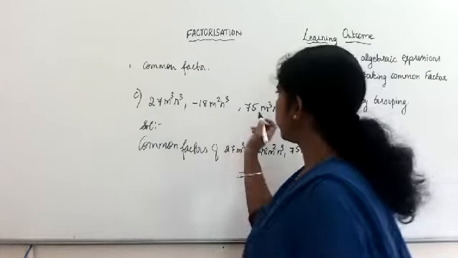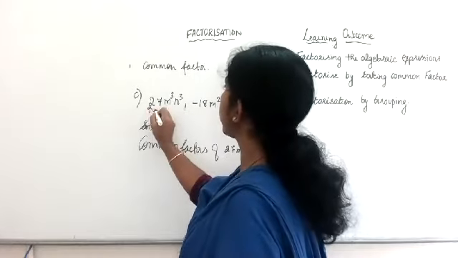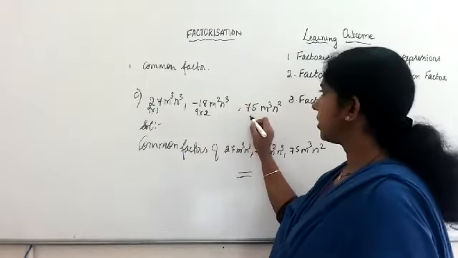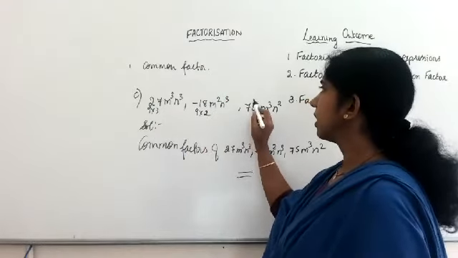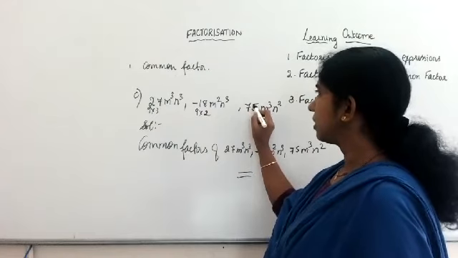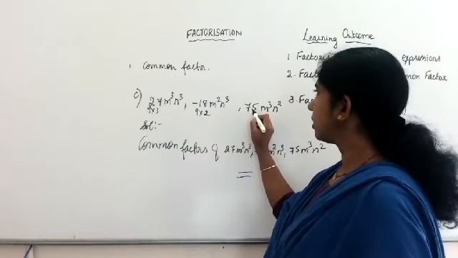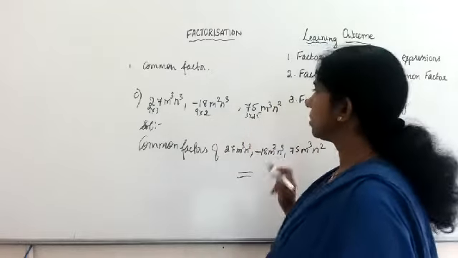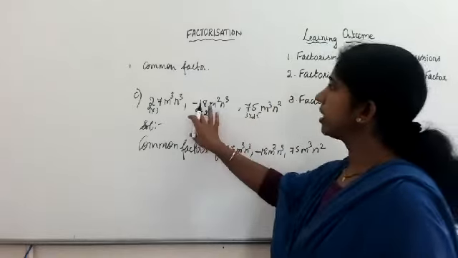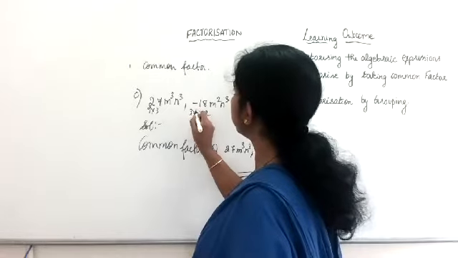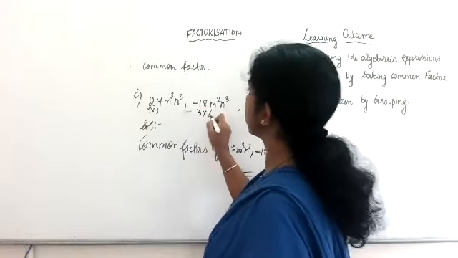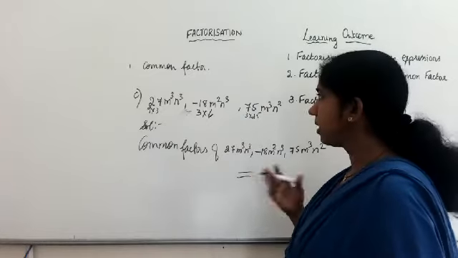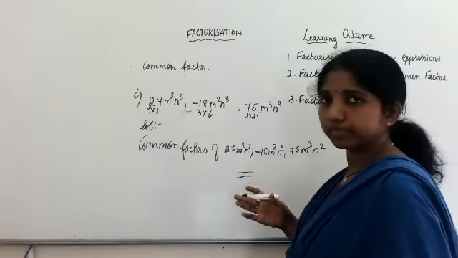So 27 can be written as 9 into 3. 18 can be written as 9 into 2. 75 can be written as 3 into 25. So again 3, yes, 3, this 9 can be written as 3 into 3. This can be written as 3 into 6, right? So everywhere we have 3 as a common factor. So this is how we can find the common factors of numbers.